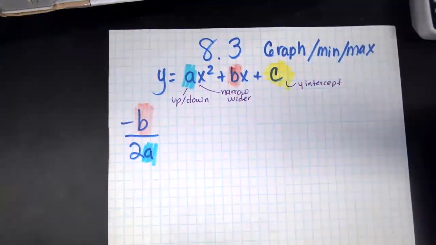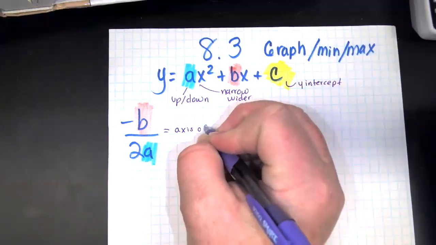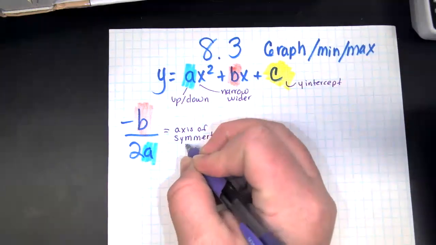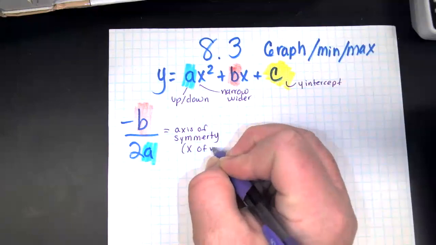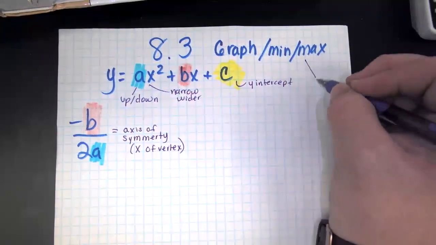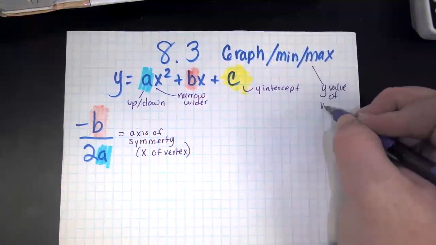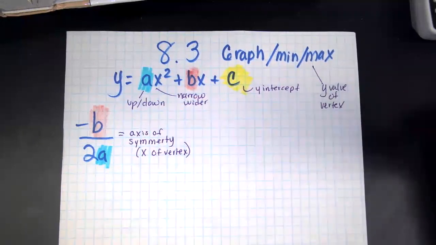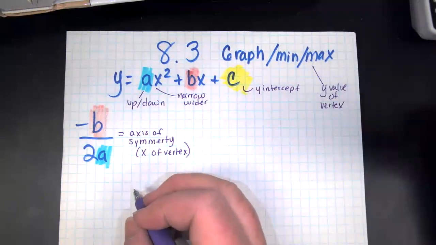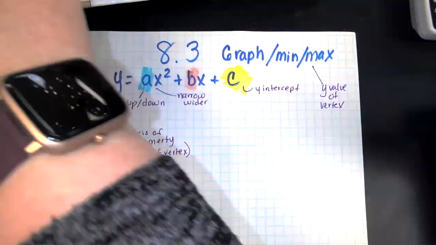This is the axis of symmetry, which is also the x value of the vertex. Okay, remember that your min or your max is going to be the y value of your vertex. Okay, so let's get started with one of the first equations.